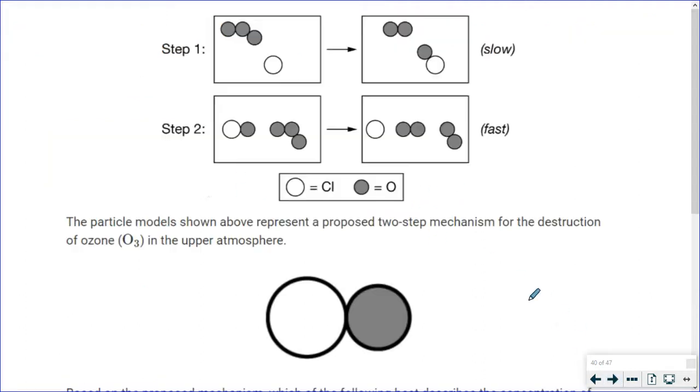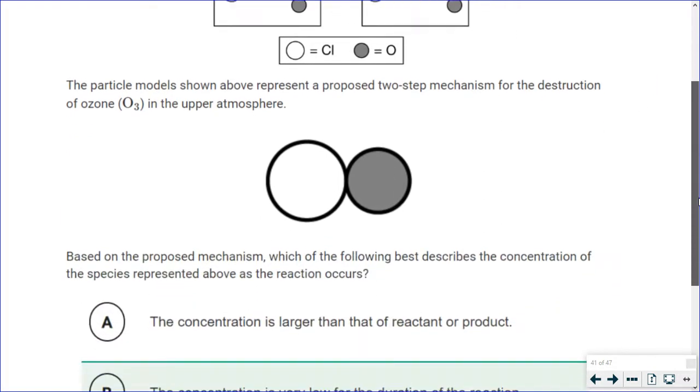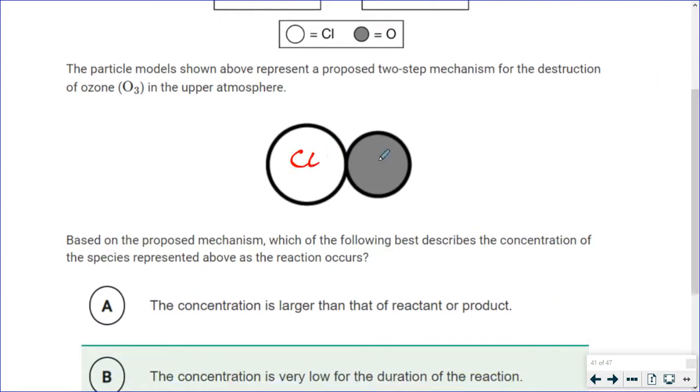8. Our next one, you've got 2 diagrams up here, step 1, step 2. The particle model shows the representation of a 2-step mechanism for the destruction of ozone. And you have chlorine and oxygen here. And it asks a question about this molecule, the chlorine ClO molecule. Based on the proposed mechanism, which of the following best describes concentration of the species as the reaction occurs?